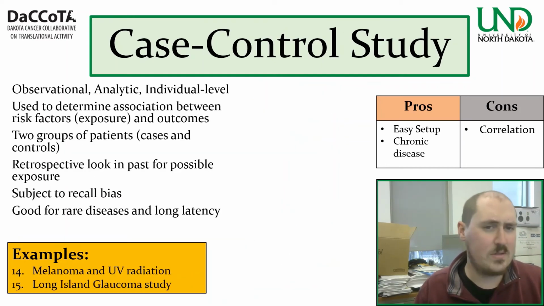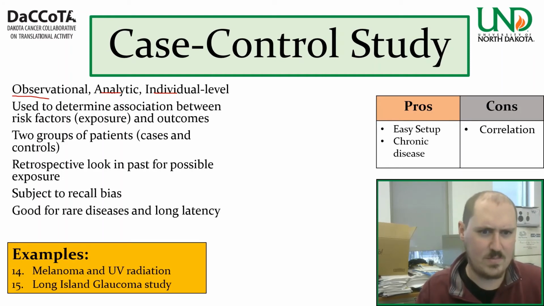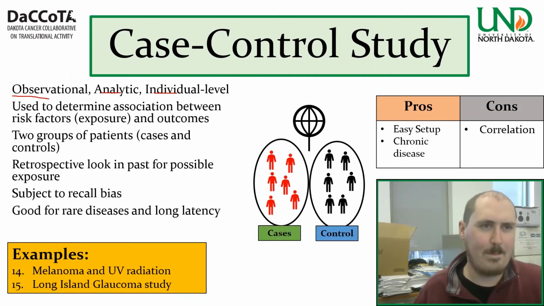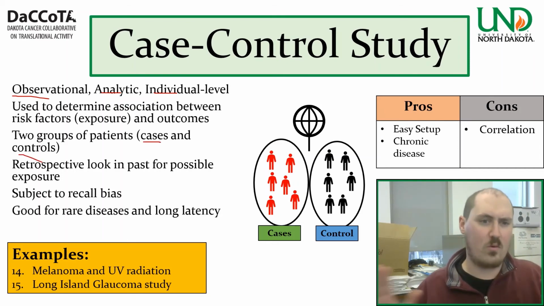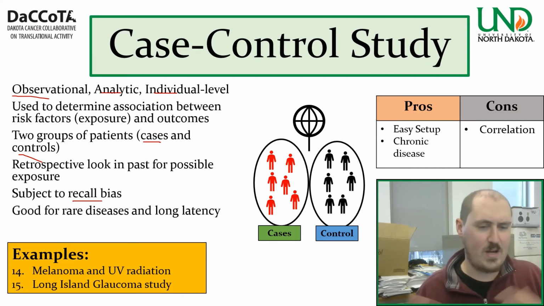Okay, so now we have the case-control study, which again is observational, analytic, and individual level. You want to use this to determine associations between risk factors, exposures, and outcomes. So unlike the cross-sectional study, you actually separate these into groups, the cases and the controls, as we see here. And then you look retrospectively into the past for possible exposure. Now, of course, because you're doing it retrospectively, it's subject to recall bias. The cases or the controls, the patients, might not be able to recall accurately, so you run into that risk.